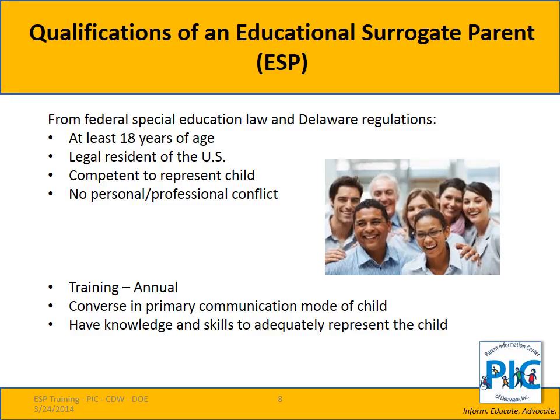The qualifications to be an ESP are spelled out in the federal law that was mentioned earlier called the Individuals with Disabilities Education Act. Qualifications include being at least 18 years of age, being a legal resident of the United States, being competent to represent the child, and not having any personal or professional conflict while assuming the role. Additionally, training for ESPs is required annually. ESPs must be able to converse in the primary communication mode of the child and have knowledge and skills to adequately represent the child in early intervention services and/or the special education process.